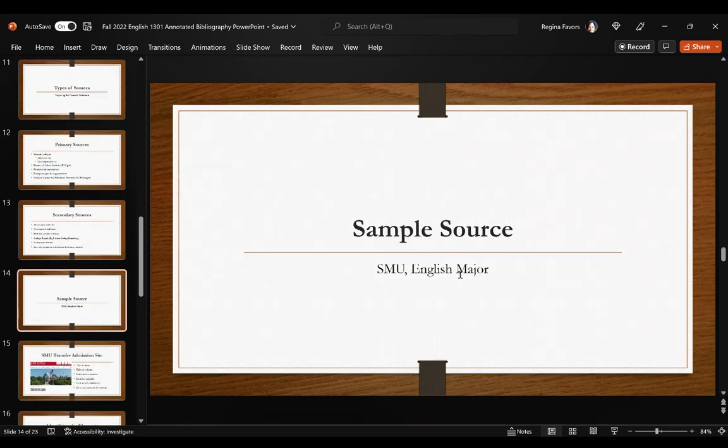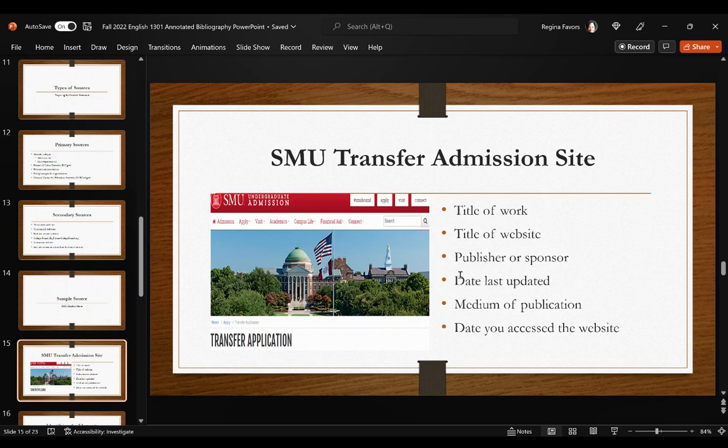So here's a sample source. Because I was an English major, I always go for the English major. But sometimes when I'm using Bureau of Labor Statistics, I usually go for accounting. So SMU transfer admission site. So you see a screenshot here and you see the different tabs: admission, apply, visit, academics, campus life, financial aid, and connect. And the two most important tabs then would be for you admission and academics.